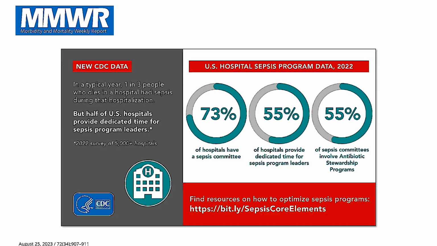We also found that when you do a deeper dive into these existing committees, there are potential opportunities for improvement. For example, we found that only 55% of hospitals provide dedicated time to their hospital sepsis program leaders. This means that people with already a lot of things on their plate are being tasked to address sepsis on top of everything else. And we know that this is a task that may fall off the plate as people get too busy. So we think having dedicated time for sepsis program leaders is an important area for growing sepsis programs going forward.